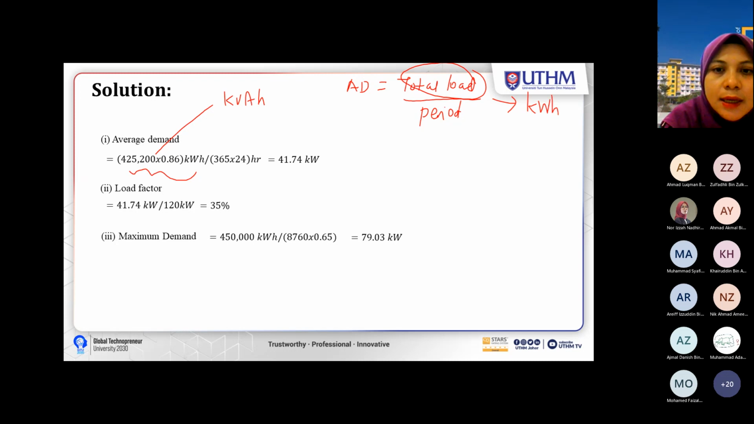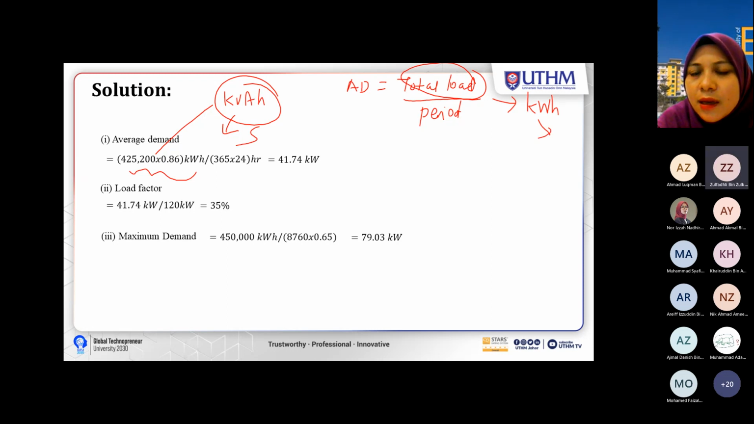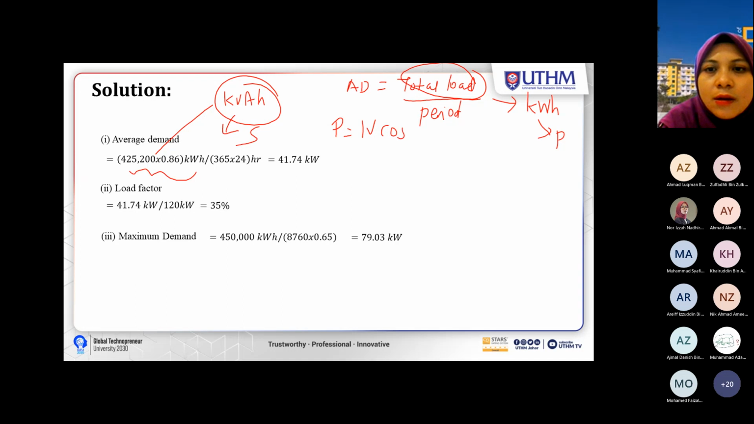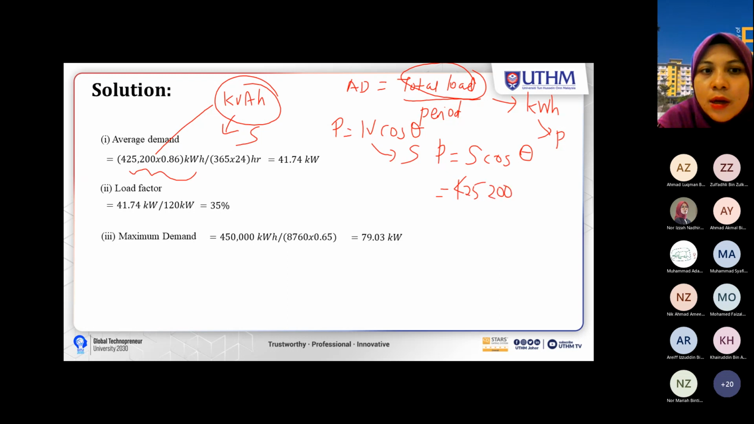Sekarang ni dia bagi S. Ni S ni. So ini nak cari apa? Kilowatt ni apa? S ke P? P, doktor. P kan? So kita kena guna rumus P equals to IV cos theta. IV ni S. So P sama dengan S cos theta. S awak 425,200, awak kalikan dengan 0.86. Tekan calculator dapat berapa?